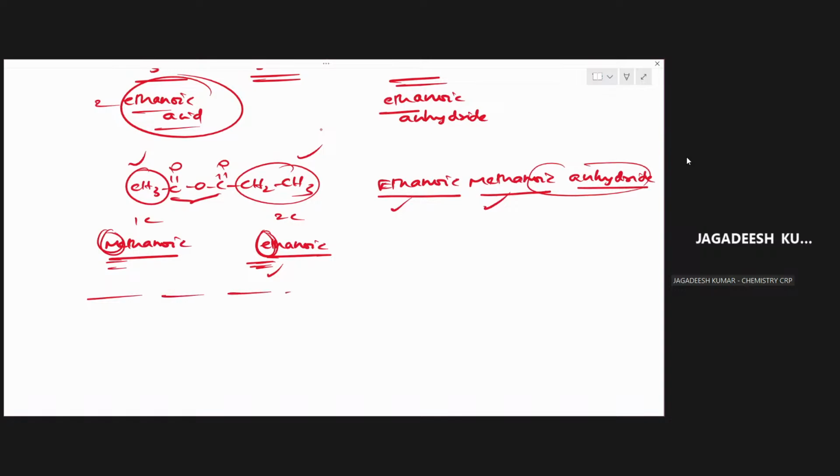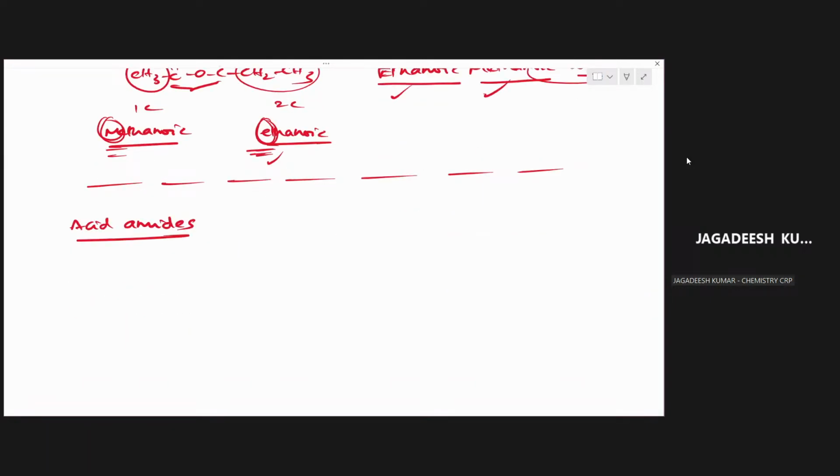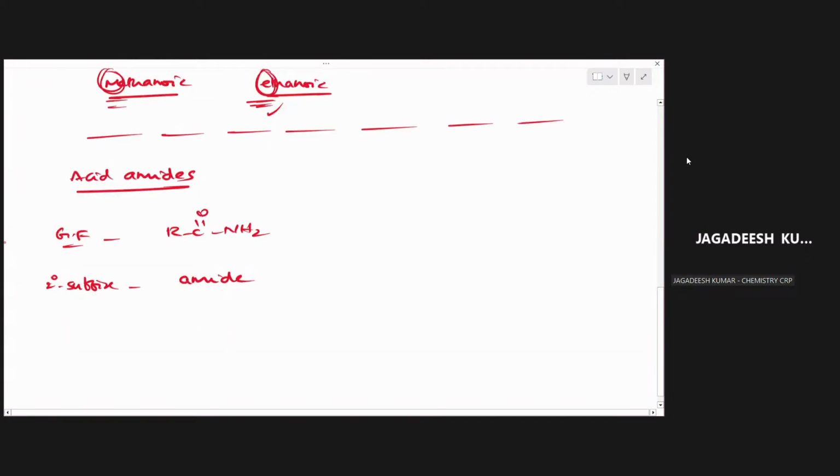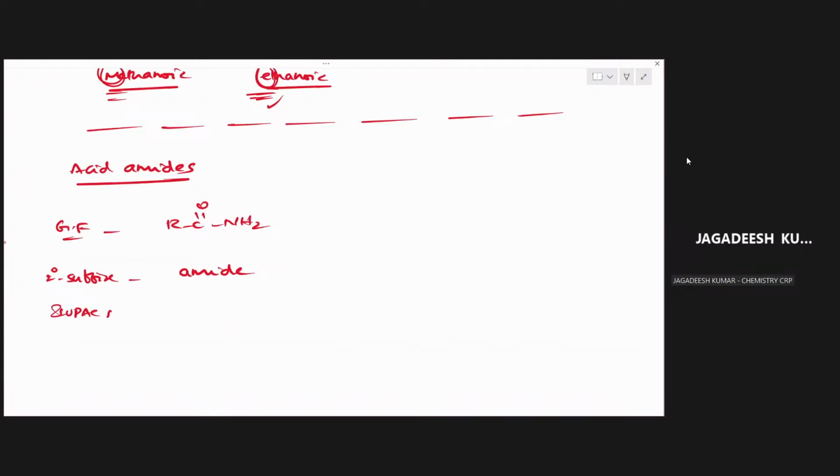And one more important functional group is acid amides. What is the general formula of acid amides? You can write RCONH2. This is an amide group. So generally, the secondary suffix we use for this functional group is amide. So what is the IUPAC name? This is important. The IUPAC name is alkanamide. Here this part is the secondary suffix, this part is the primary suffix, and this part is called the root word.